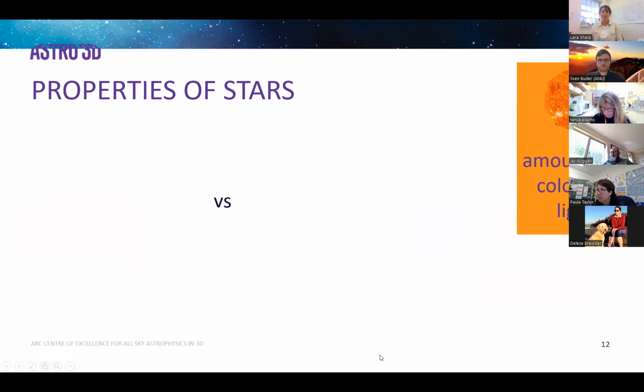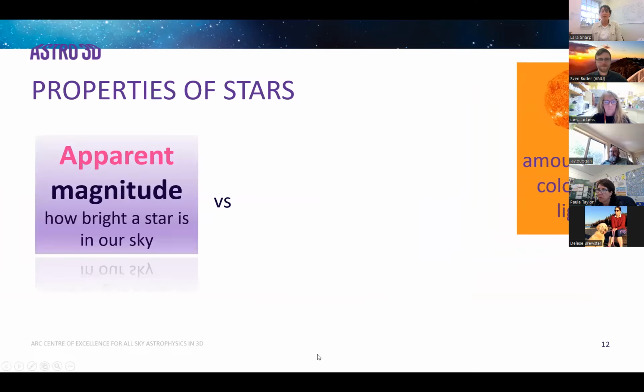The last property I'm going to talk about before handing over to Sven is something called magnitude. And there are two magnitudes. There's the apparent magnitude, which is how bright a star is in the sky. And this is great if you're going to be cataloguing the objects that you want to look at through a telescope. So only the ones that are bright enough can be seen.